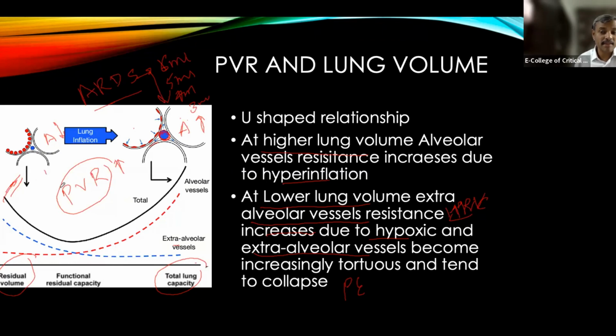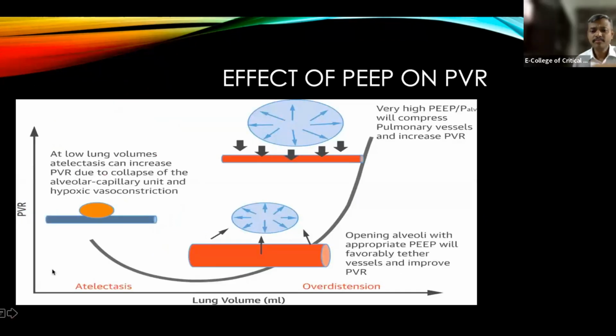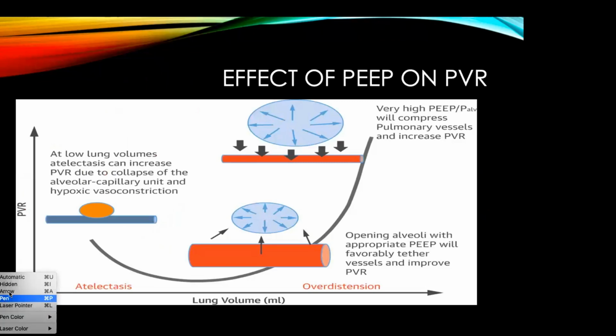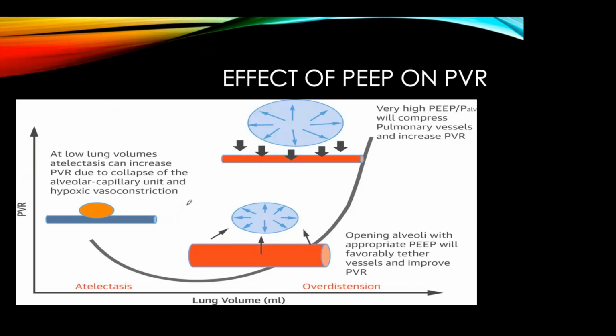Also, make sure that RV failure is not there. How to identify failure, we'll discuss. So, I think you understood this PVR with respect to lung volume. The same thing is explained here also. Here you can see how PEEP works for pulmonary vascular resistance.